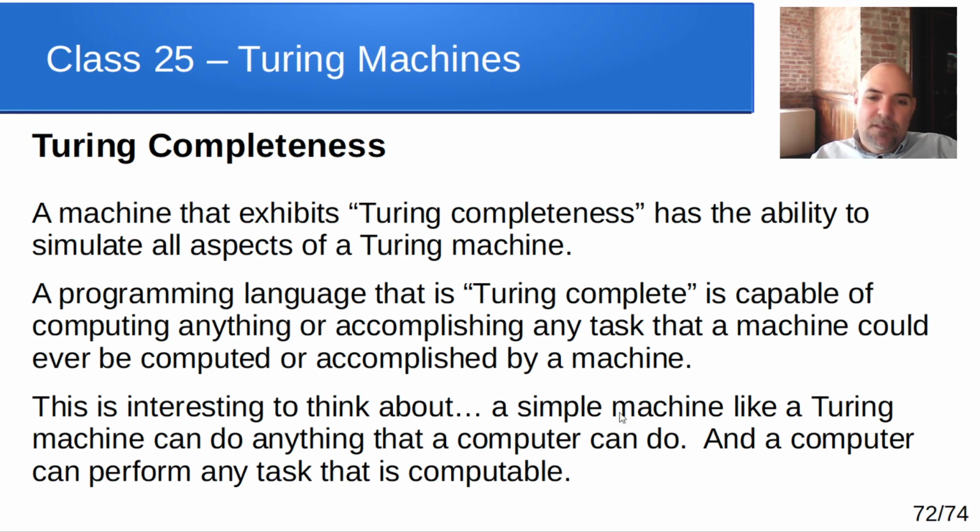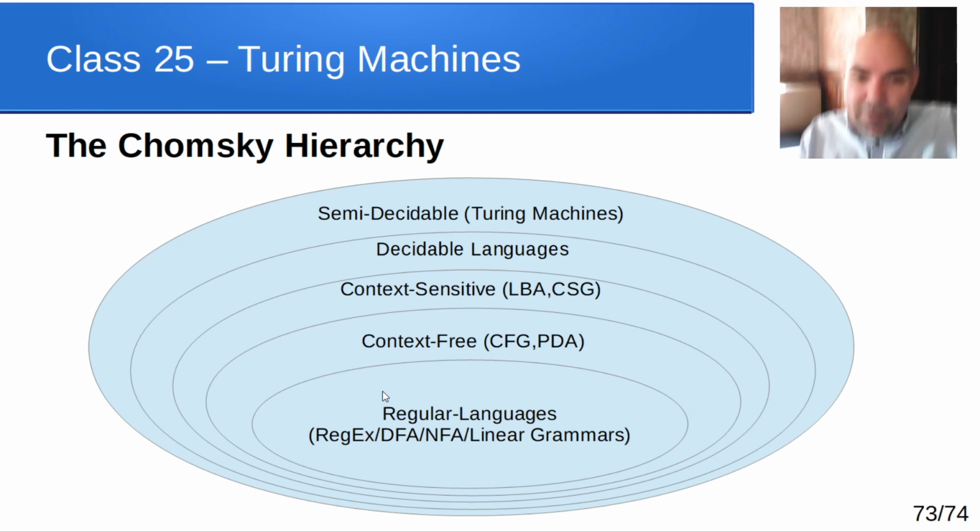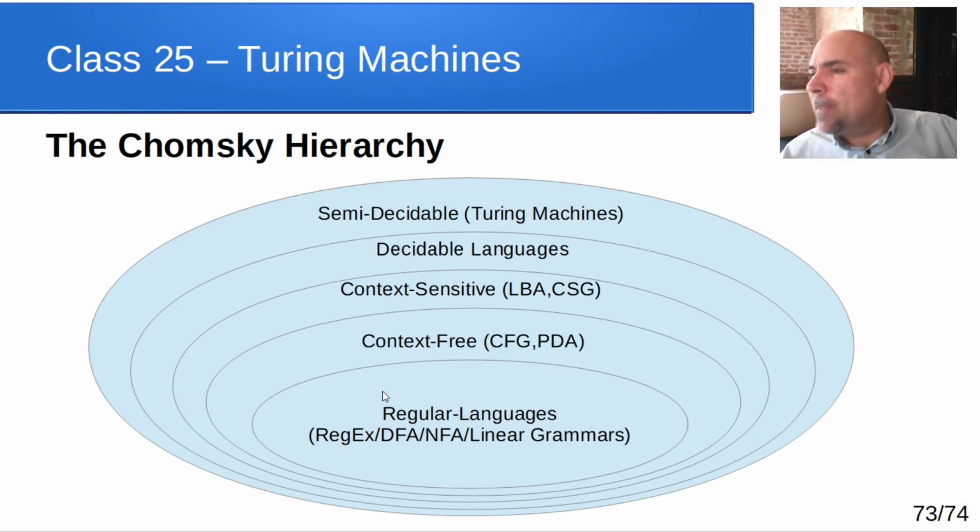All right, so the last thing here is let's go back to the Chomsky hierarchy for just a second with one more thing. Notice that we started out with regular languages. We then expanded to context-free grammars and pushdown automata. And then we didn't really spend much time looking at context-sensitive languages, linear bounded automata, or context-sensitive grammars. We also didn't spend any time looking at what's decidable versus semi-decidable. But notice Turing machines are in this outside thing. They can do anything that any of these other ones can.